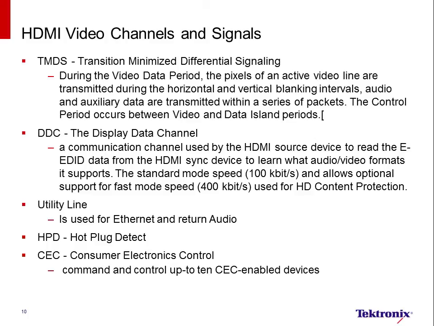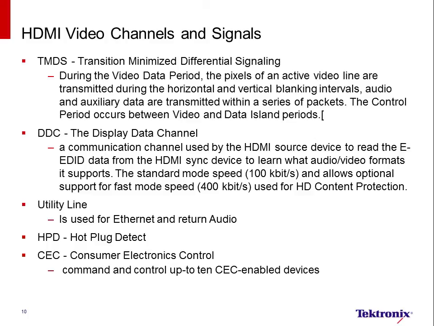The DDC channel is used to communicate from the source, request the EDID data from the receiver, what its maximum resolution and color space is, as well as communicate some of the HDCP data between the receiver and the transmitter. The utility line is used for reverse Ethernet and return audio that we'll talk about in more detail a little bit later. There's an HPD, or a hot plug detect.